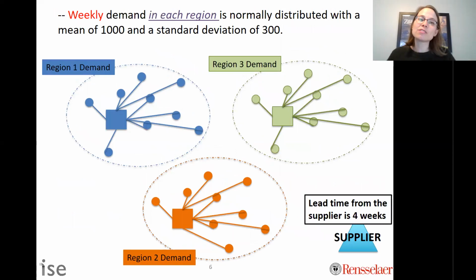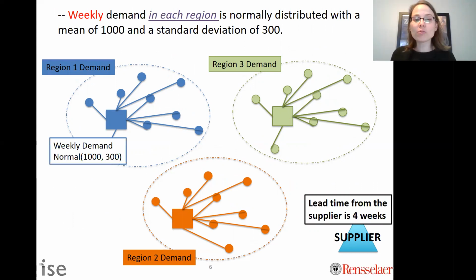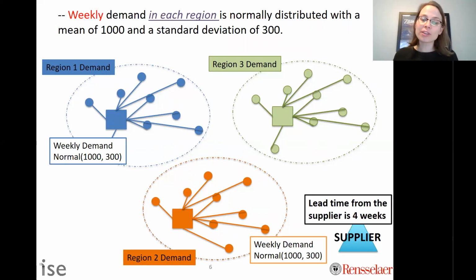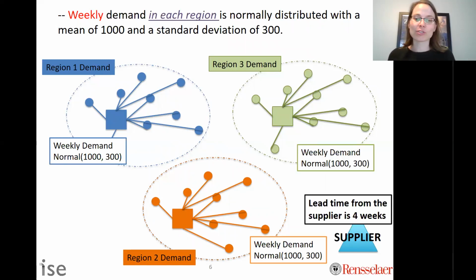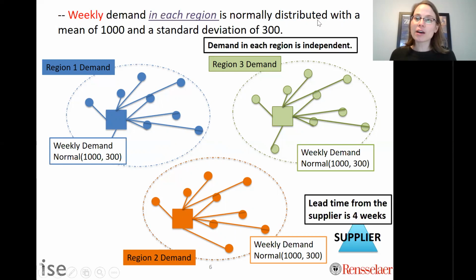And then if we look at the demand, so we know the weekly demand in each region, which is normally distributed with a mean of 1,000 and a standard deviation of 300. So that means in region 1, we have weekly demand on average 1,000, but there's variability, and so the standard deviation is 300 per week. Similarly for region 2, and similarly for region 3. The other thing we know is that the demand in each region is independent. And so what that means is the demand in region 1 is not influenced by what's happening in region 3 or region 2. And so they're independent of each other.